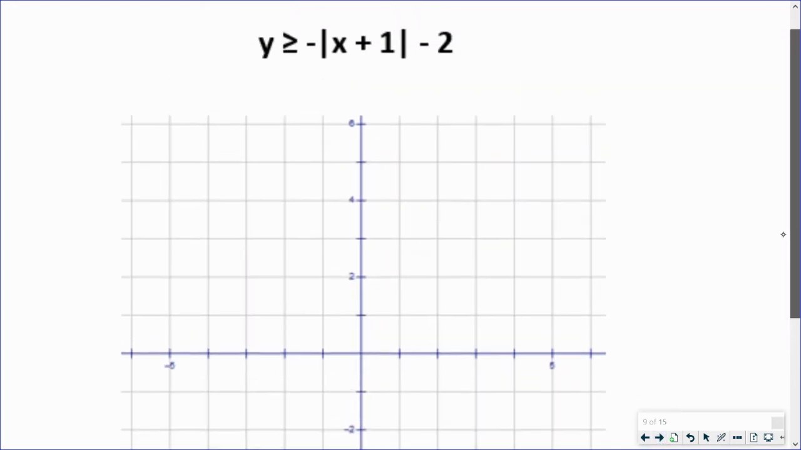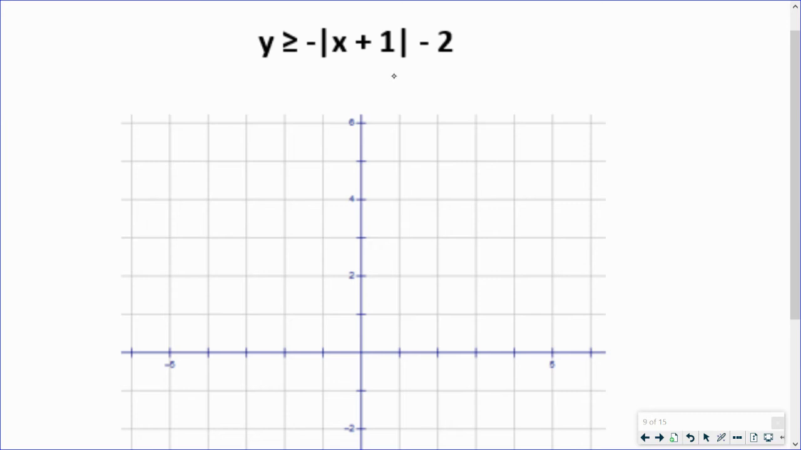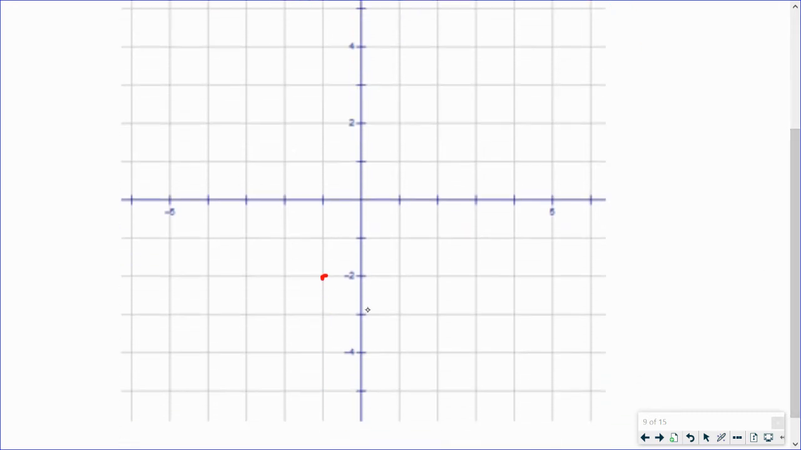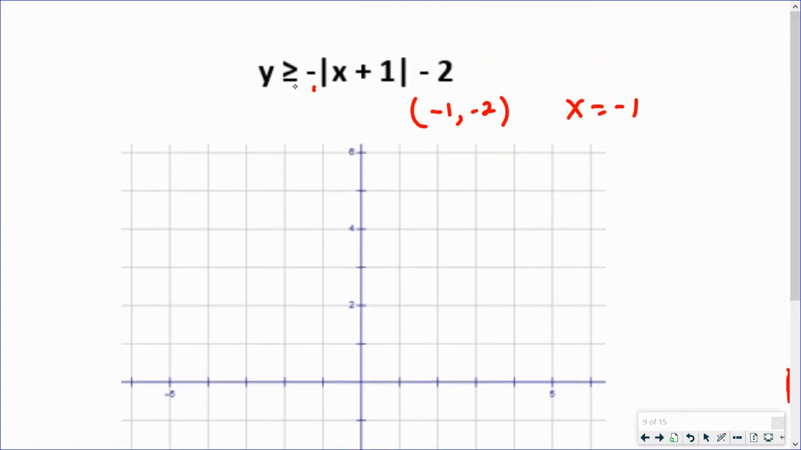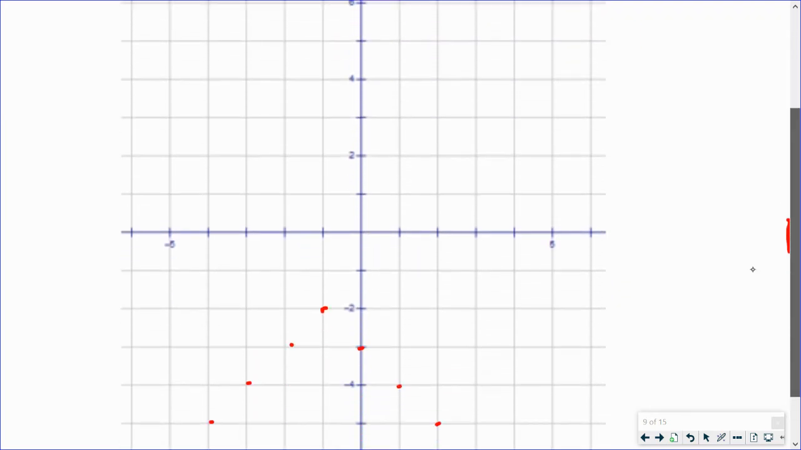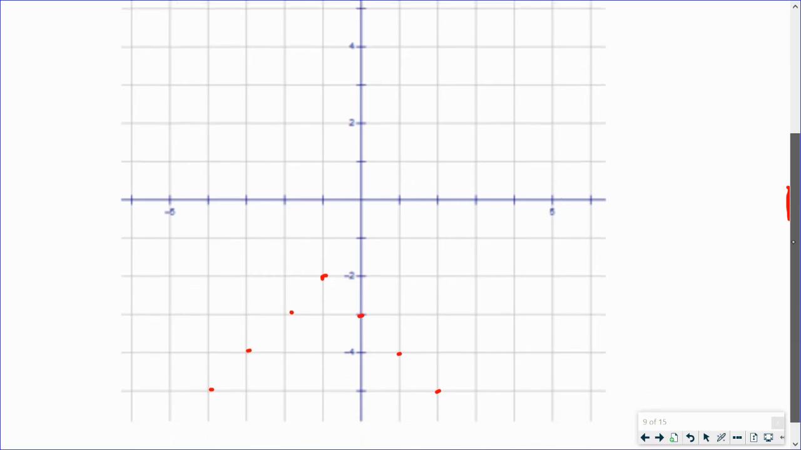Trying another one. Okay, this vertex is -1, -2, axis of symmetry is x equals -1. It is reflected, but not stretched. So over 1, down 1. Then you check to see, okay, solid lines because it's got part of an equal sign.